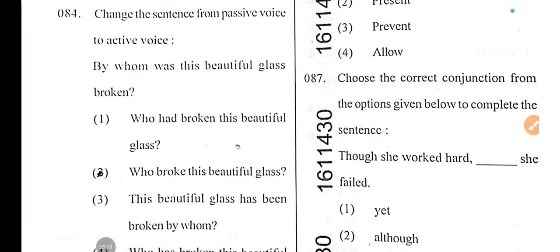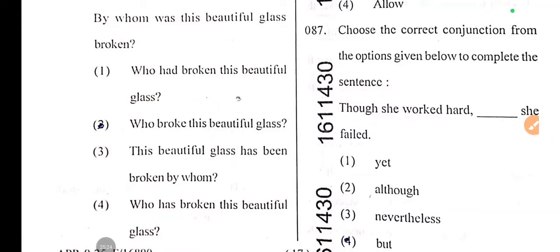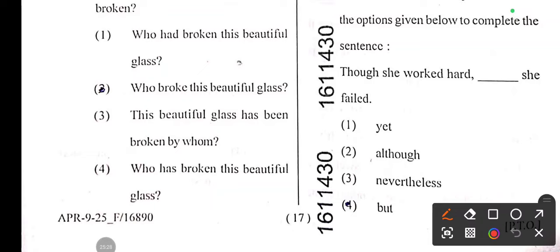84. Change the sentence from passive voice to active voice. By whom was this beautiful glass broken? Answer, option 2. Who broke this beautiful glass?